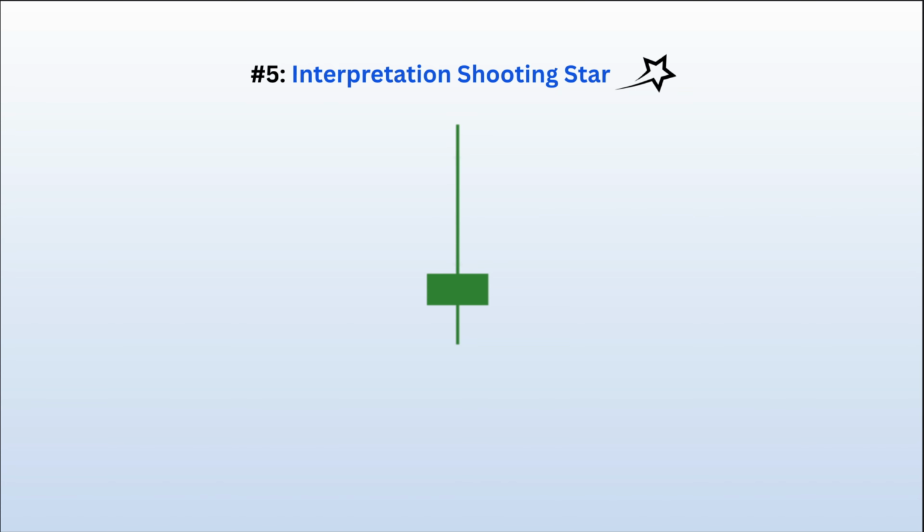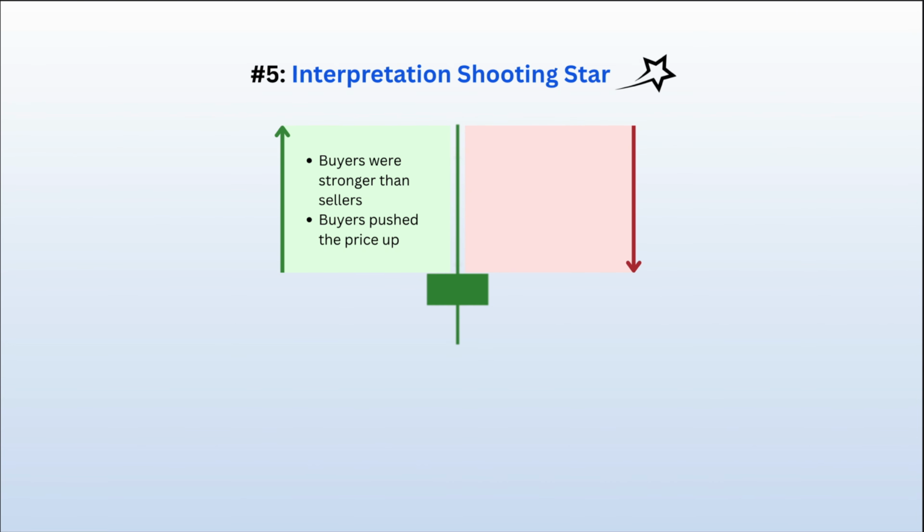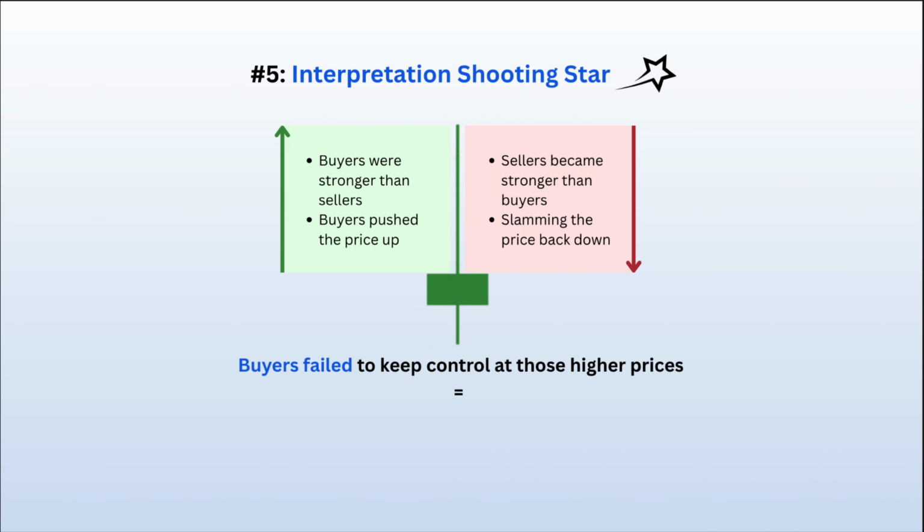This is the candlestick that we're looking at. This is a shooting star, and we're going to focus on the formation of the upper wick. We know that to create the upper wick, the buyers had to step in, where the buyers were stronger than the sellers, therefore the buyers pushed the price up. But we also know that the price was not sustained at those higher levels, which means that the sellers stepped in because the sellers became stronger than the buyers, slamming the price back down. Overall, it is the buyers that failed to keep control at those higher prices.